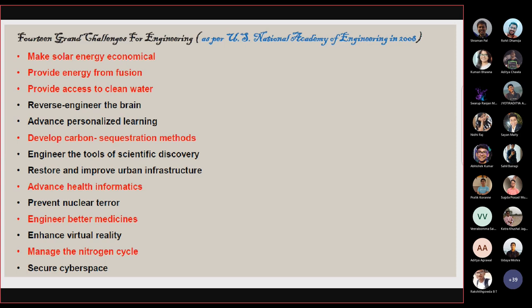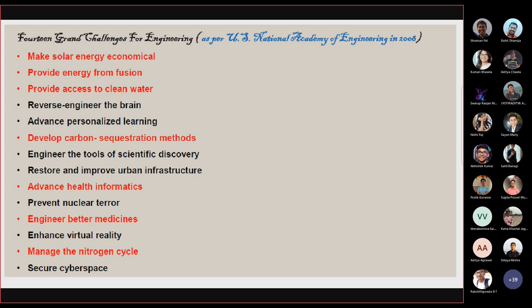That is, make solar energy economical. To produce solar panels, we have the silicon wafers, silicon slices. They are all produced in chemical process industries. Then we have providing energy from fusion, and providing access to clean water. To produce clean water, we need to produce membranes. The membranes are also produced in the chemical process industry.